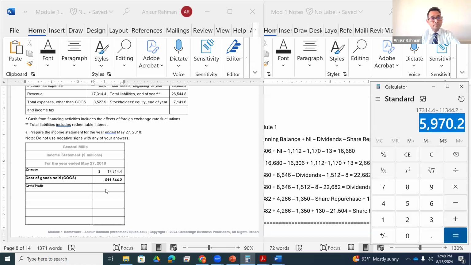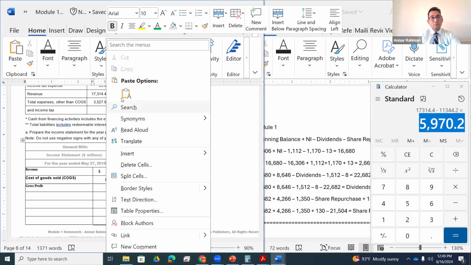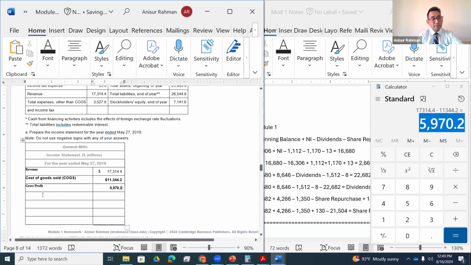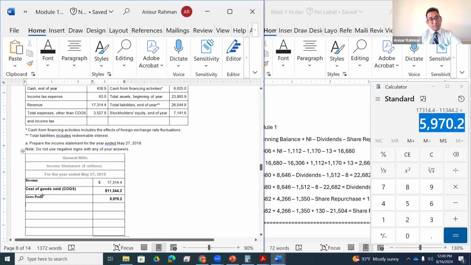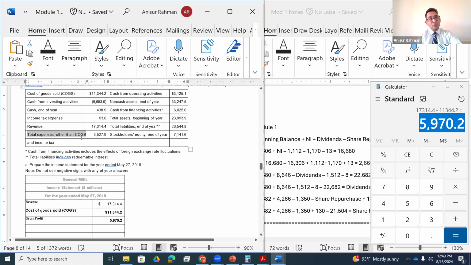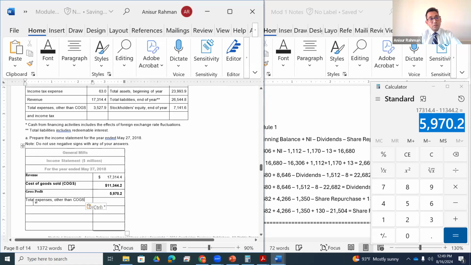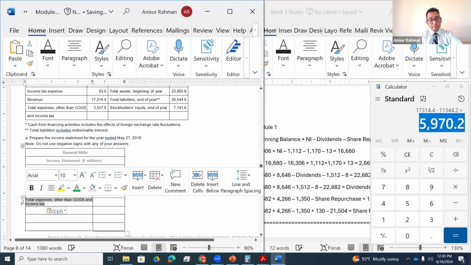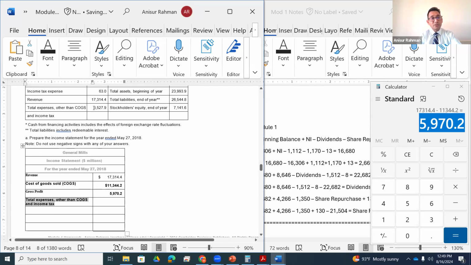$5,970.2. After gross profit, we have expenses. So total expenses other than cost of goods sold and income tax. So what we are going to do, this amount is 3,527.9.